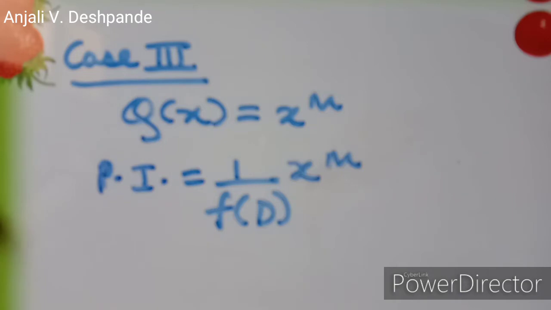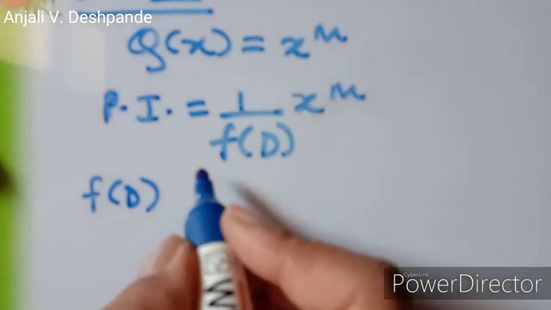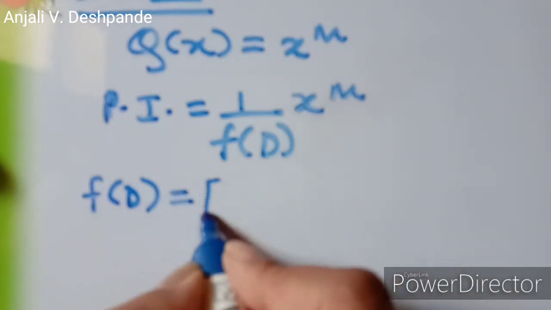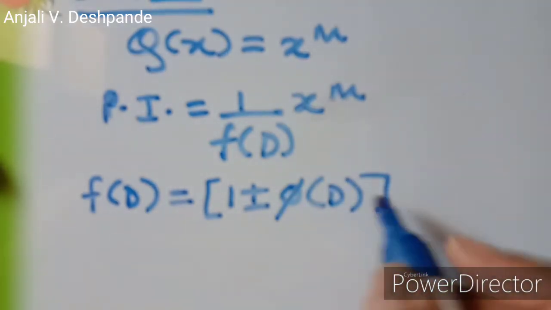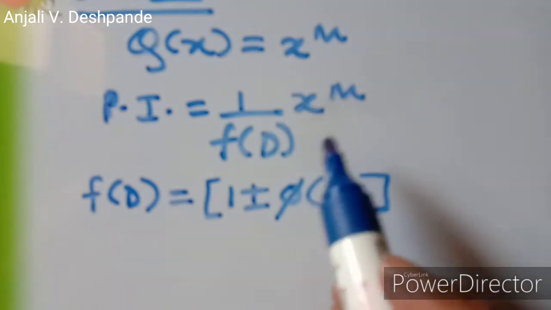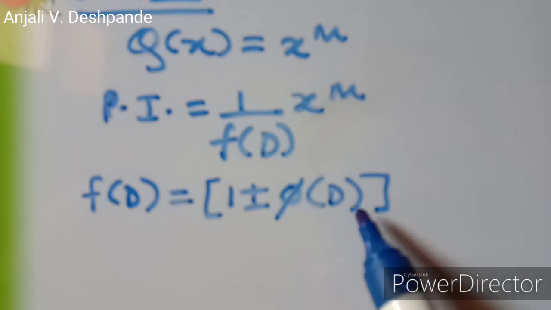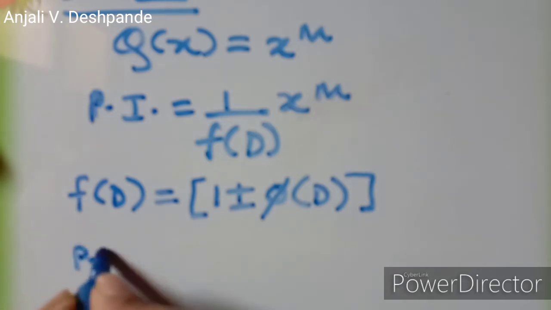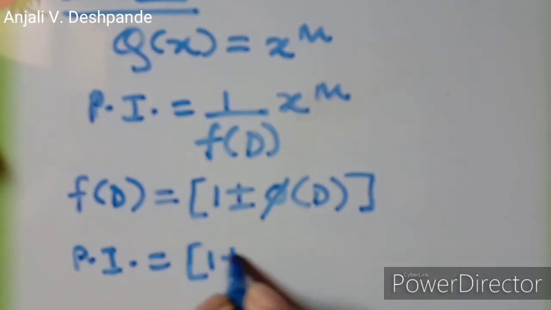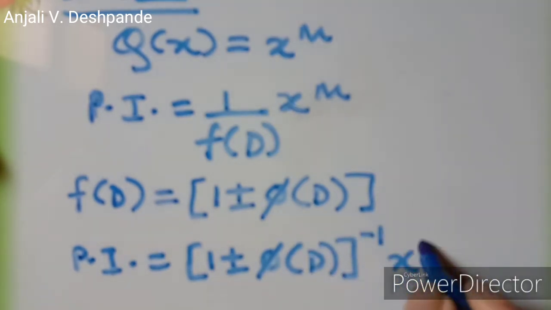In this particular type of function, f of D has to be converted to the form 1 plus or minus phi of D, by taking the lowest degree term which is common in f of D outside. Once you get this expression, you have to take it to the numerator. That means you write 1 plus or minus phi of D raised to minus 1 operating on x raised to m.